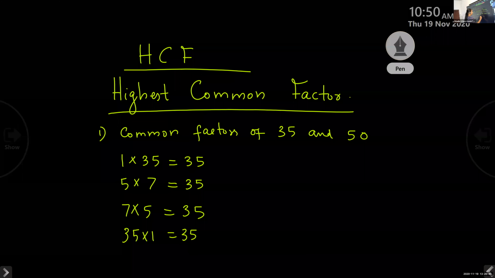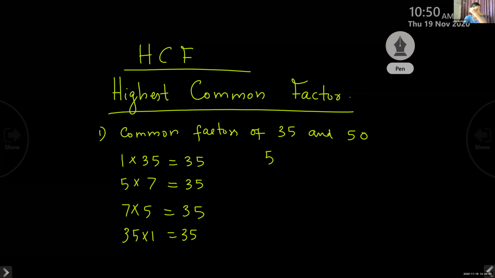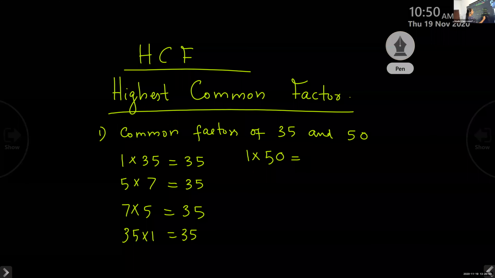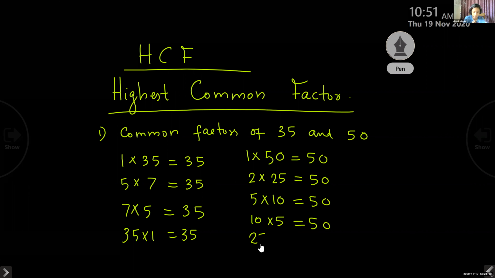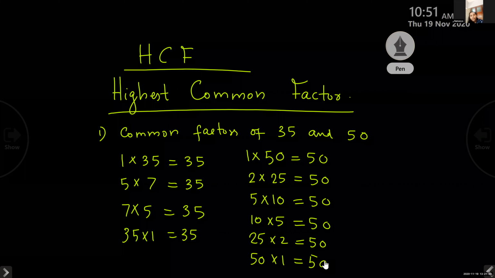Okay, children. Now, 50. 1 into 50 equal to 50. 2 into 25. By the time, if anyone comes in the waiting room, you tell me. Okay, children. 5 into 10 equal to 50. Now 10 into 5, repetition. 10 into 5 equal to 50. 25 into 2 equal to 50. Now 50 into 1 equal to 50.